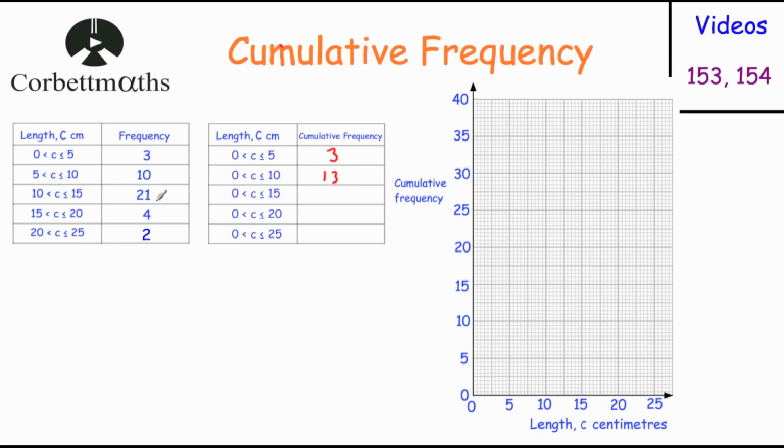So 13 plus 21 is 34. We know there's another 4, so that's now going to be adding on 4, 38. And adding on 2 would be 40. So we've completed the cumulative frequency table. Now let's draw the cumulative frequency curve.